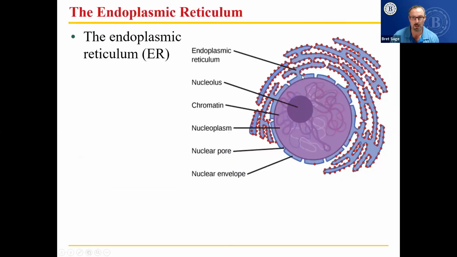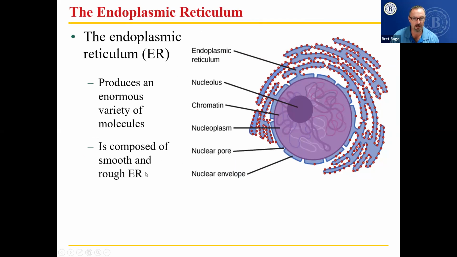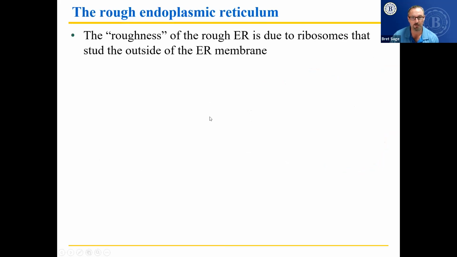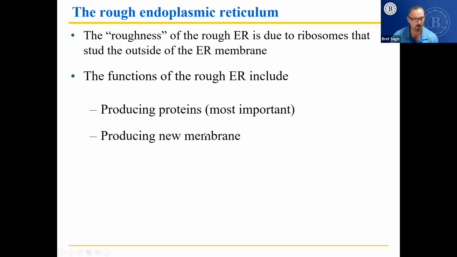Okay, this is the endoplasmic reticulum. This is a figure from your text. Produces an enormous variety of molecules. It can be composed of both smooth and rough. What you see here is the rough endoplasmic reticulum, and it's called rough because it has individual ribosomes studding the surface. Rough ER. The roughness of the rough ER is due to ribosomes on the outside. The functions of the rough ER include producing proteins, which is most important, and producing new membrane.